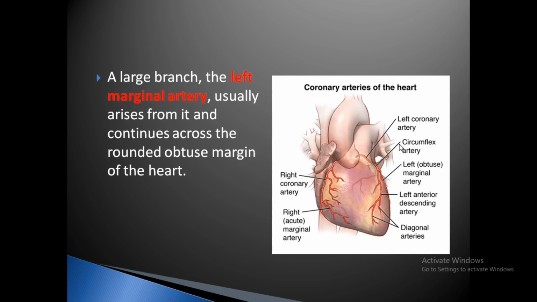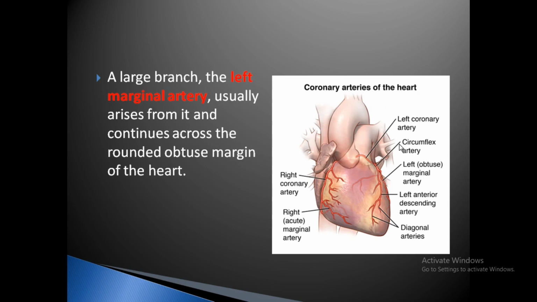margin of the heart. The obtuse margin of the heart is basically the left border or the left margin of the heart. It is also called the obtuse margin of the heart. It is shorter than the right border, and it is rounded, full and rounded.